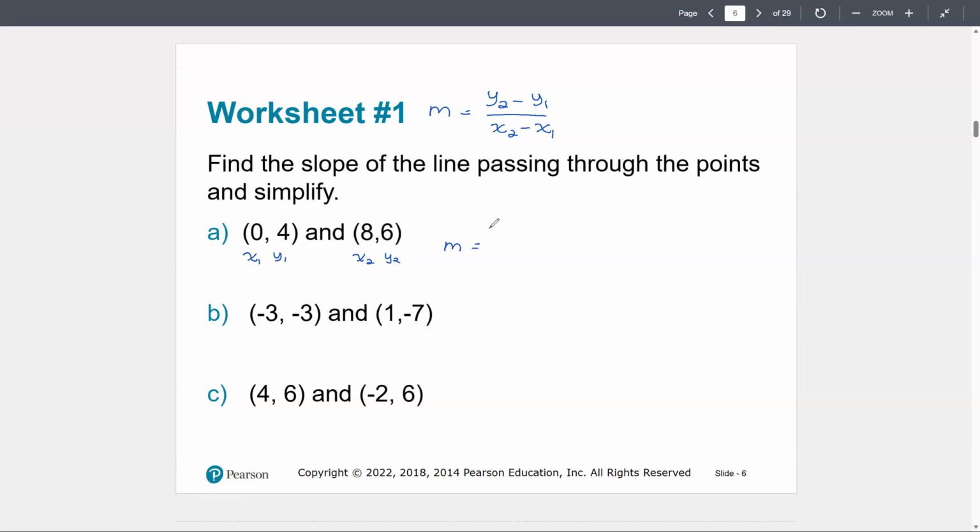Now my slope will be y2, which is 6, minus y1, which is 4, divided by x2, which is 8, minus x1, which is 0. So here we're going to have 2 on top and 8 on the bottom because we're just subtracting by 0. Or if we reduce that, that's just 1/4.